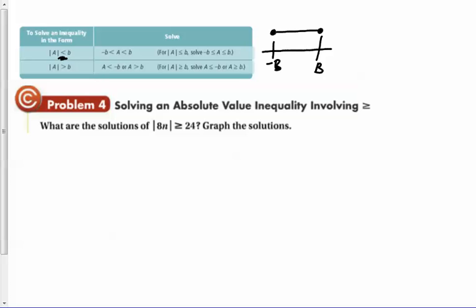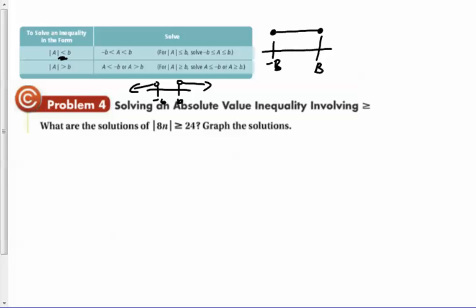When it's greater than, this is an or situation. So it's going to be like, here's negative b, open circle going that way. Here's positive b, open circle going that way, or solid if it's inclusive. But the point being is the less than is the and, and the greater than is the or.